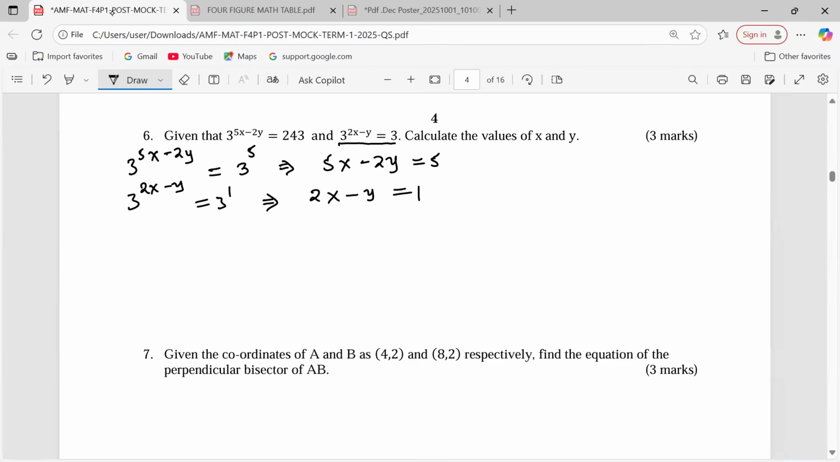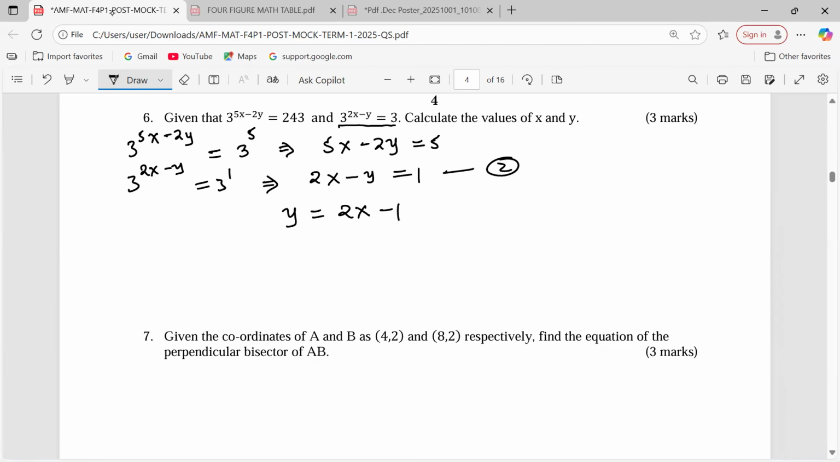We can choose the substitution, whereby from equation 2, we can express y. y equals 2x minus 1. That is from equation 2. So equation 1 is rewritten 5x minus 2, and instead of y, 2x minus 1, this is equal to 5. So 5x minus 4x minus 2 equals 5, x equals to.